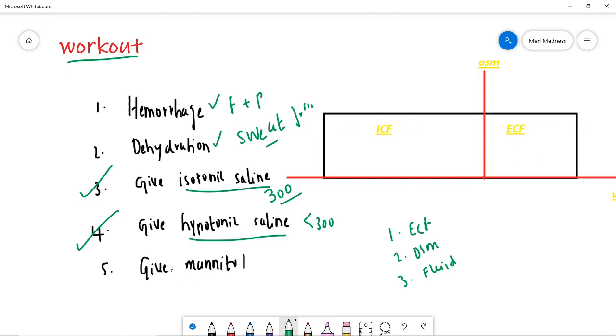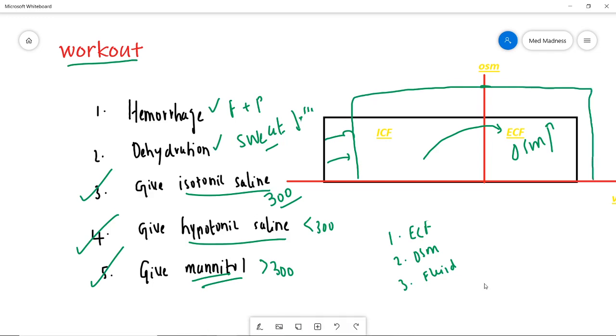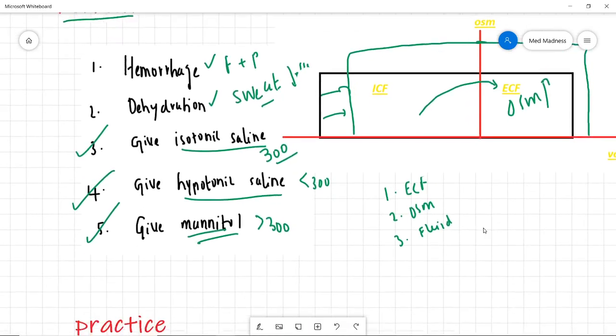Now let's give mannitol to our patients. So the mannitol has very high osmolarity, which is greater than 300. So the osmolarity will increase. So when the ECF osmolarity goes high, fluid will shift from cells into the ECF. So the cells shrink, leading to a graph like this. Very interesting, right? Let's move on to some more workouts.